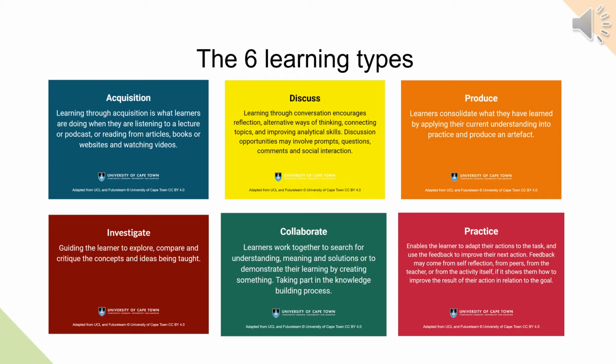The ABC Learning Design Method makes use of the 6 learning types: acquisition, discuss, produce, investigate, collaborate, and practice, which are used to create a visual storyboard showing the type and sequence of learning activities required to meet a module's learning outcomes and how these will be assessed. Using learning types as a basis for designing your course or module shifts thinking to how students will learn rather than simply a list of topics to teach. Each learning type is associated with particular activities, which can further be linked to specific online tools.